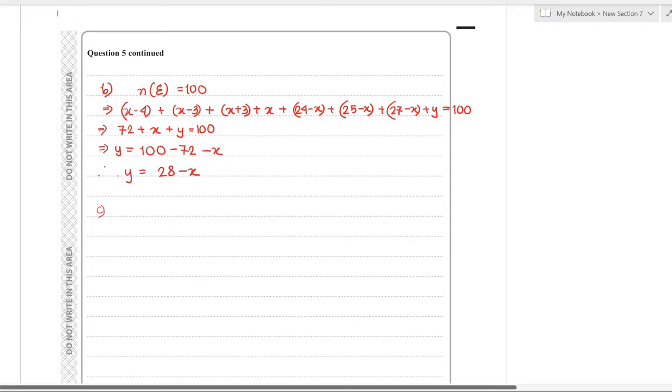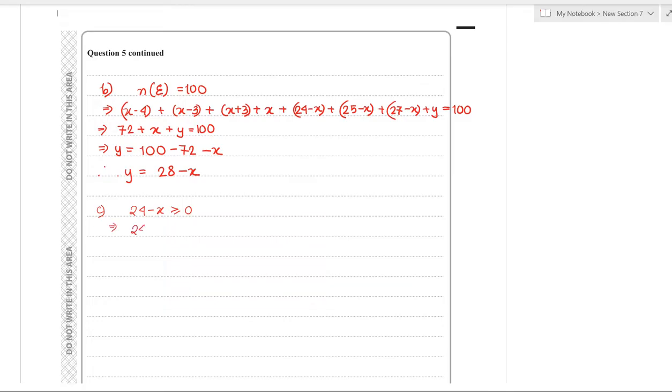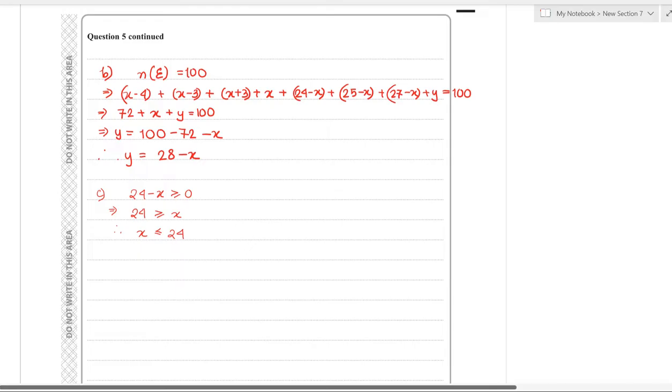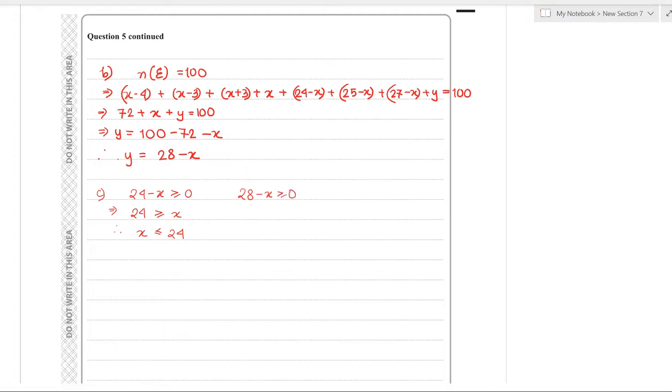Now if you calculate the values, you have 24 minus x greater than or equal to 0. You're going to have 24 greater than or equal to x, which basically means x is less than or equal to 24, if you flip the entire thing. And then you have 28 minus x greater than or equal to 0, and again you're going to be left with x is less than or equal to 28.